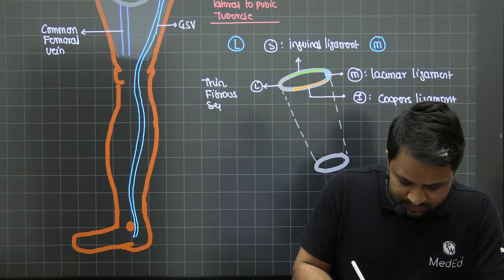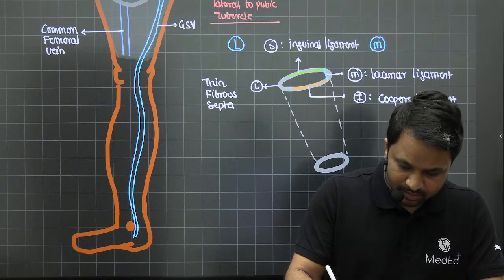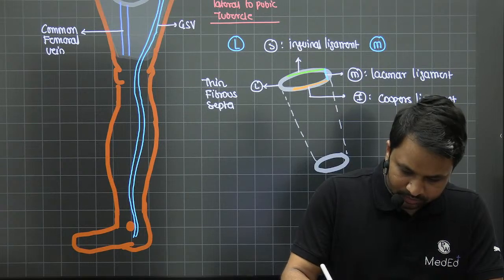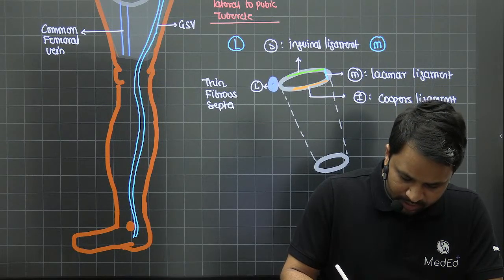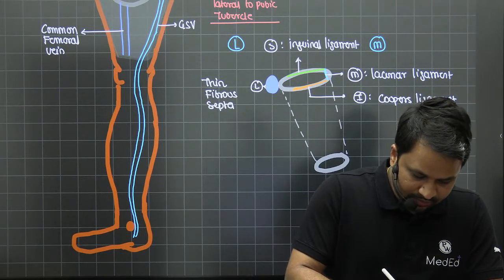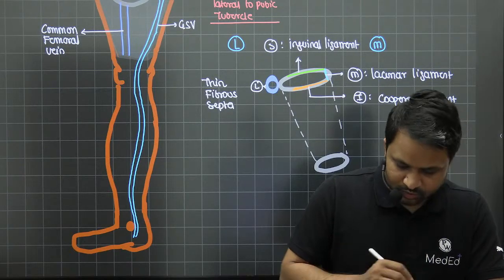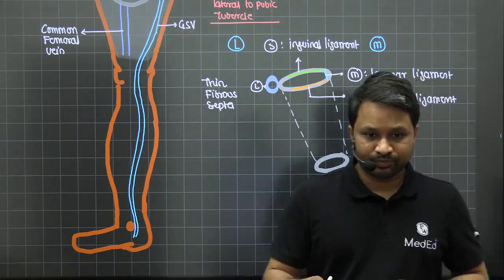Now this thin fibrous septa will have the femoral vein. Just for the sake of understanding, I'm just going to draw it here. There'll be a femoral vein, which is going to be right next to here. So this is the femoral vein, which is going to be right next to it. Okay? So this is the orientation that you have.